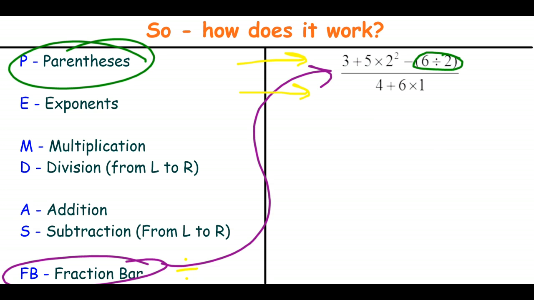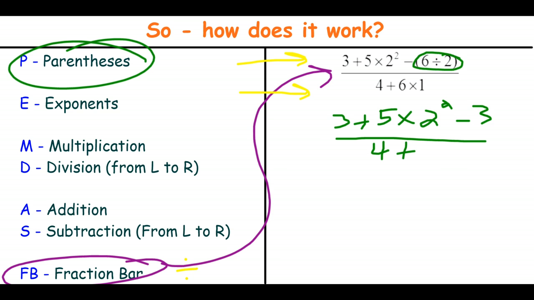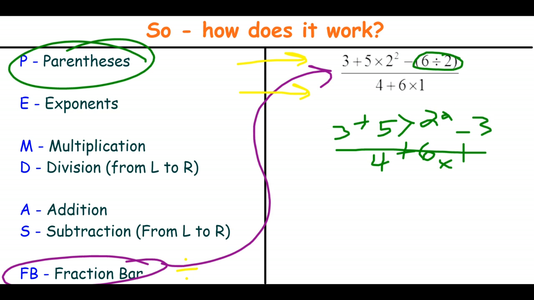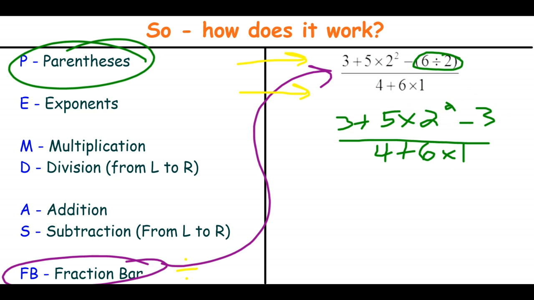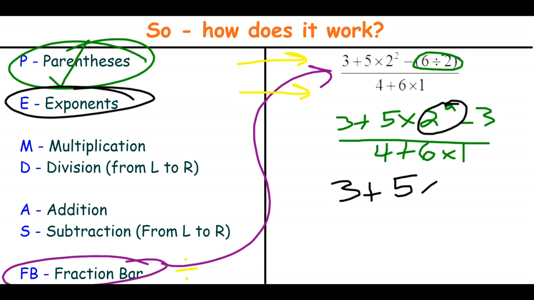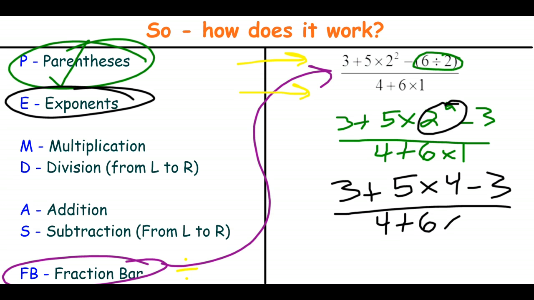We do have one set of parentheses, so that gives us 3 plus 5 times 2 squared minus 3, all over 4 plus 6 times 1, because there are no parentheses in our denominator. So that is our first step, parentheses, check. Second step, exponents. We have one exponent here, 2 squared, so evaluating that, we get 3 plus 5 times 4 minus 3, all over 4 plus 6 times 1. And then we've gone through our exponents.